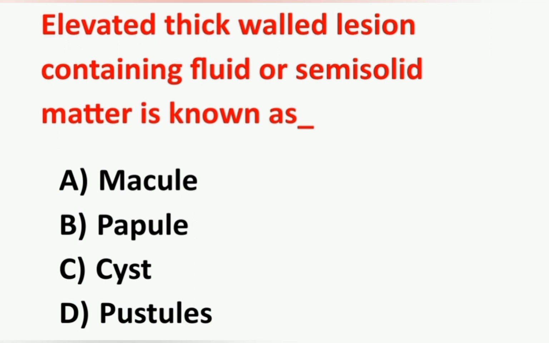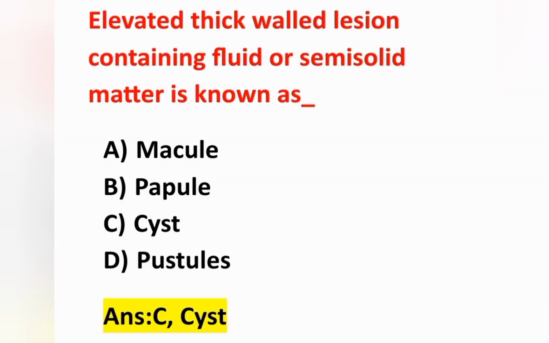Here macule and papule we discussed in the previous question. So the answer is option C, cyst, an elevated thick walled lesion containing fluid or semi-solid matter. And option D, pustule: a pustule is also an elevated lesion less than 1 centimeter in size, containing purulent material, that is pus forming material, known as pustules.